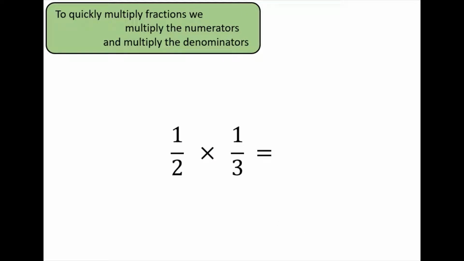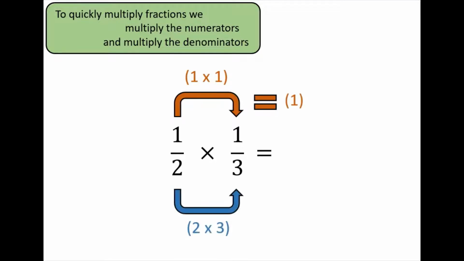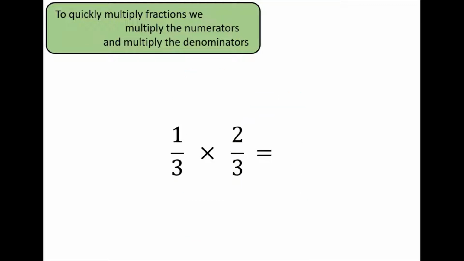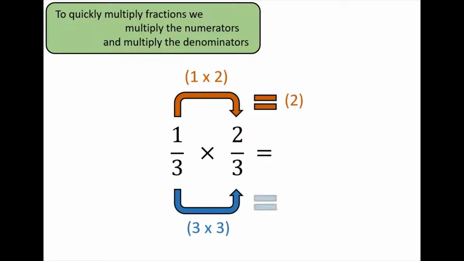Quickly, to multiply fractions, we multiply the numerators and multiply the denominators. So 1 times 1 equals 1. 2 times 3 equals 6. So therefore our numerator is going to be 1 and our denominator is going to be 6, which gives us the answer 1/6. This works for any fractions you want. Looking at this example here, we've got 1 times 2 equaling 2 and we've got 3 times 3 which equals 9. So our answer is going to be 2/9.